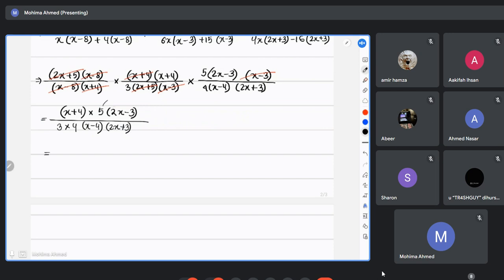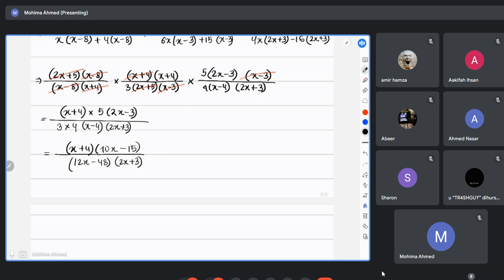So in the numerator, what happens? 5 gets multiplied with 2x minus 3, so eventually it will be 10x minus 15 again. So you have x plus 4, 10x minus 15, and then again divided by 3 multiplied with 4 is 12. 12 into x is going to be 12x, and 12 with 4 is, I think, 48, right? So 12 with 4 is 48. So 48 multiplied with 2x plus 3.